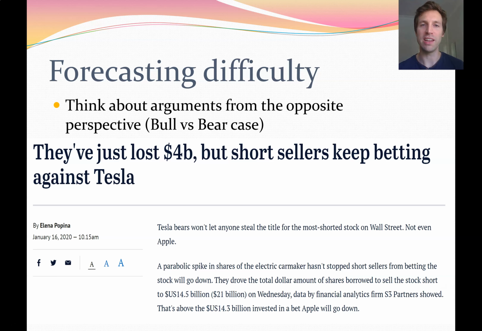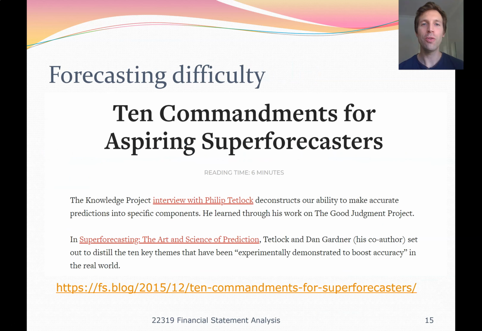Imagine you've been given the case that this is the worst company, then do your forecasting and think about which evidence is stronger there. A few more final things to think about when we're doing our forecasting.